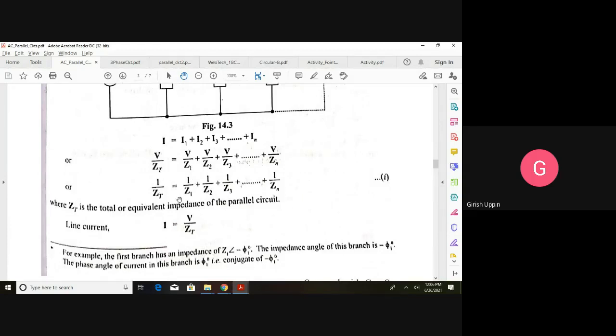The total impedance of the circuit can be calculated. The reciprocal of the total impedance of the circuit is equal to the sum of the reciprocals of the individual impedances. That is, 1 by Zt is equal to 1 by Z1 plus 1 by Z2 and so on plus 1 by Zn. Therefore, once we calculate the total impedance of the circuit, the total current, you can call it the line current, is equal to V by Zt.